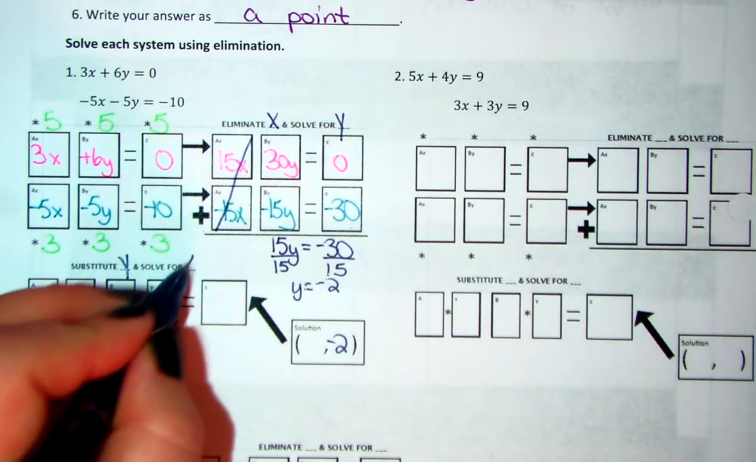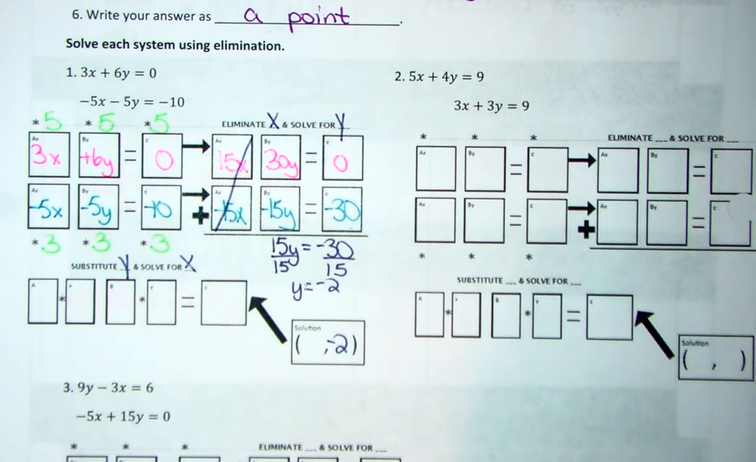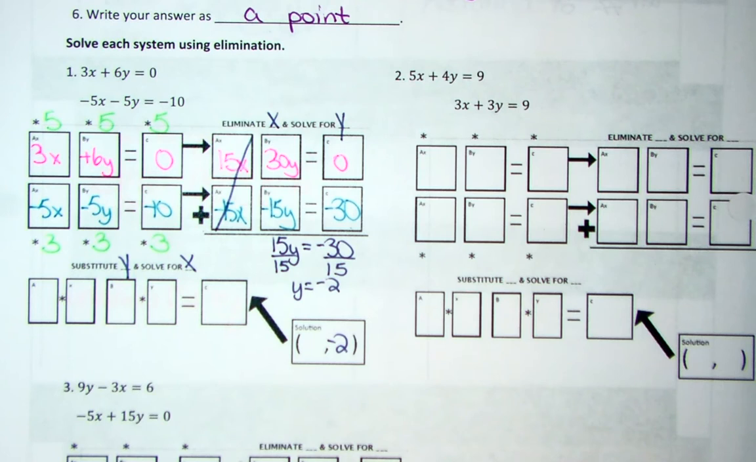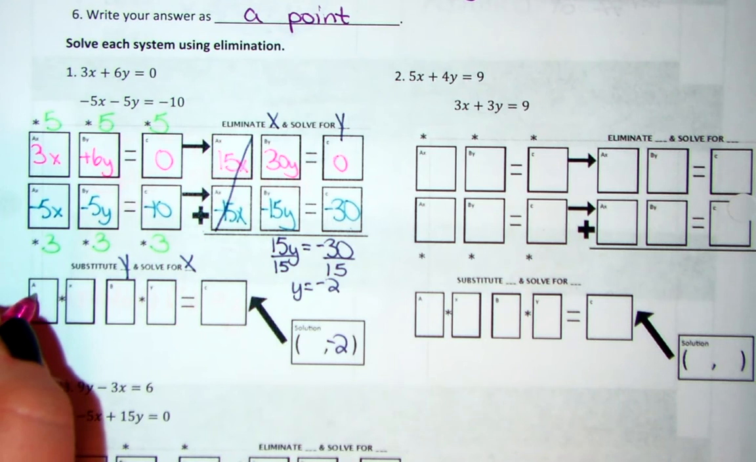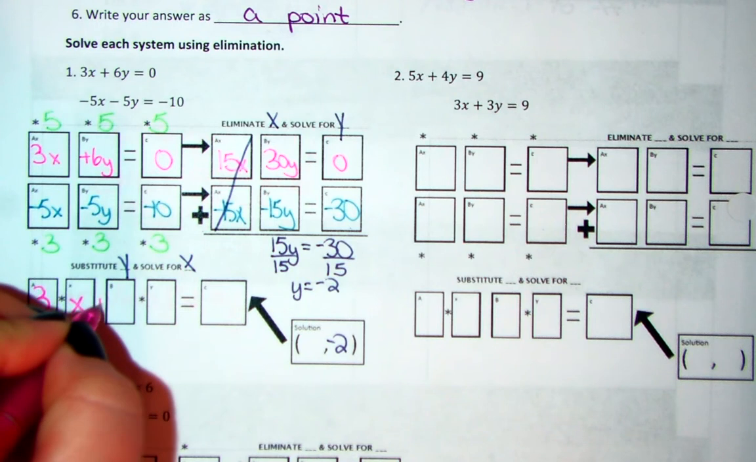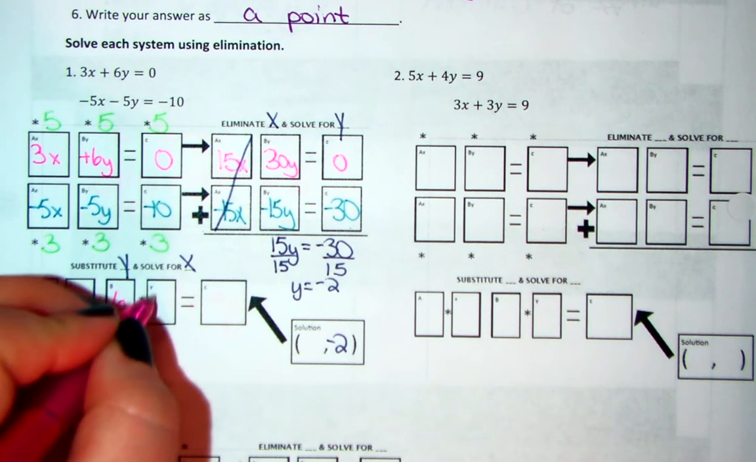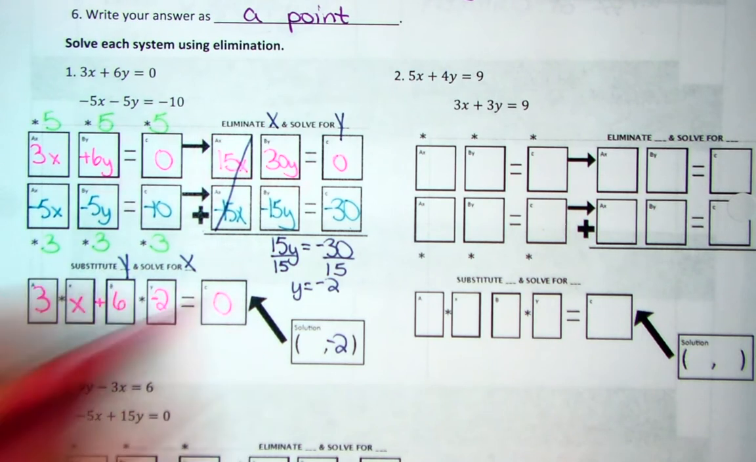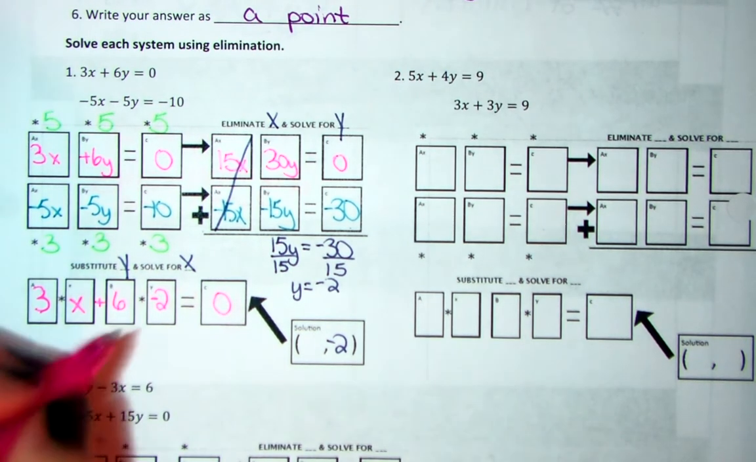And on our last step, we are going to substitute that y value so that we could solve for our x value. Now, pick either equation, either the blue one or the pink one. It does not matter which one you choose. But you're going to substitute negative 2 in for y. So I'm going to choose the pink equation. So I have 3 times x plus 6 times, and here's where I'm substituting in my -2 for y, equals 0.